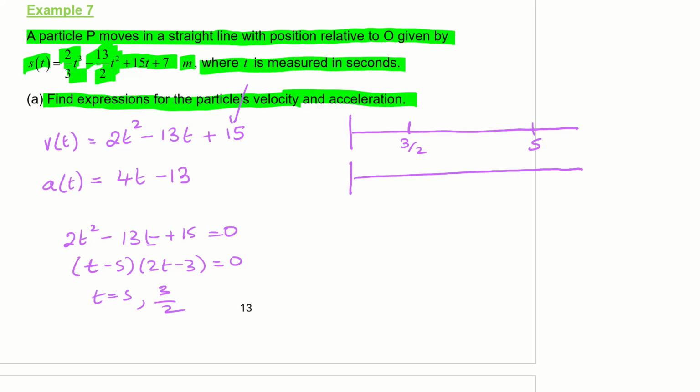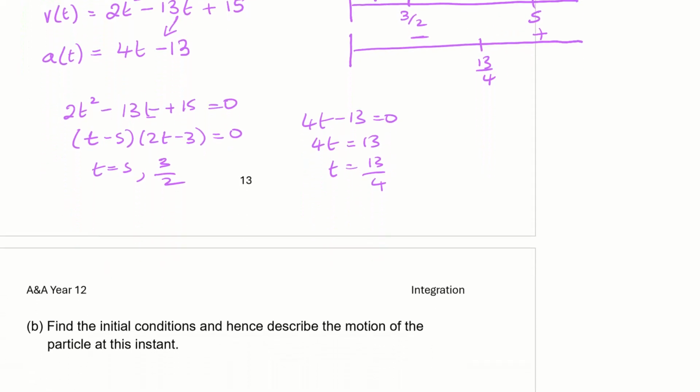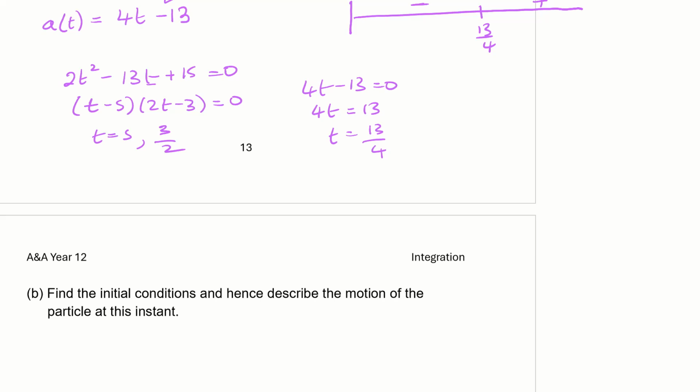Initially, the velocity, so when t equals 0, is 15. That's positive, so it's going to be negative here, then positive again. 4t − 13 = 0, 4t = 13, t is 13/4. So 13/4. The acceleration initially is negative and then becomes positive. That's going to help us answer the next part of the question.